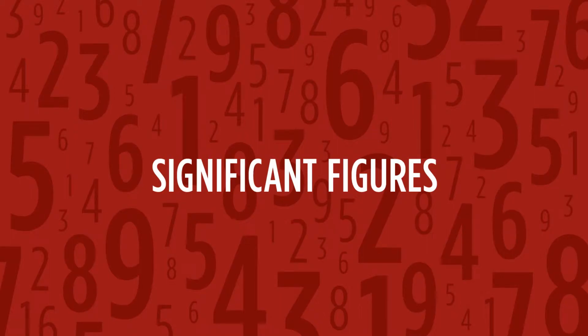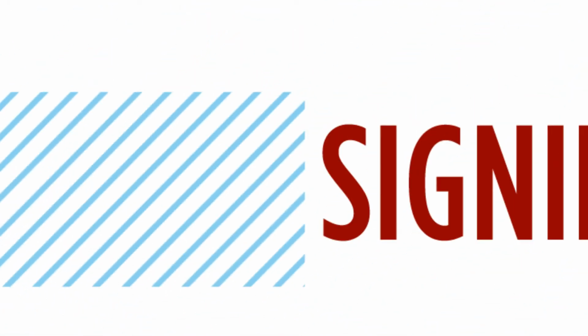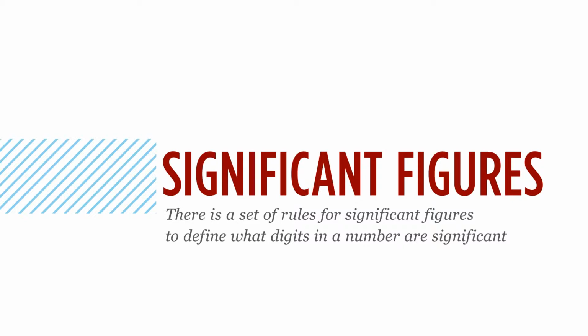In this video, we're going to discuss significant figures. It's important to be precise in chemistry, and not every number is certain, and so therefore we want to make sure that we are only using those values that are. So therefore we're going to be using significant figures. There's a set of rules for significant figures to define what digits in a number are significant.